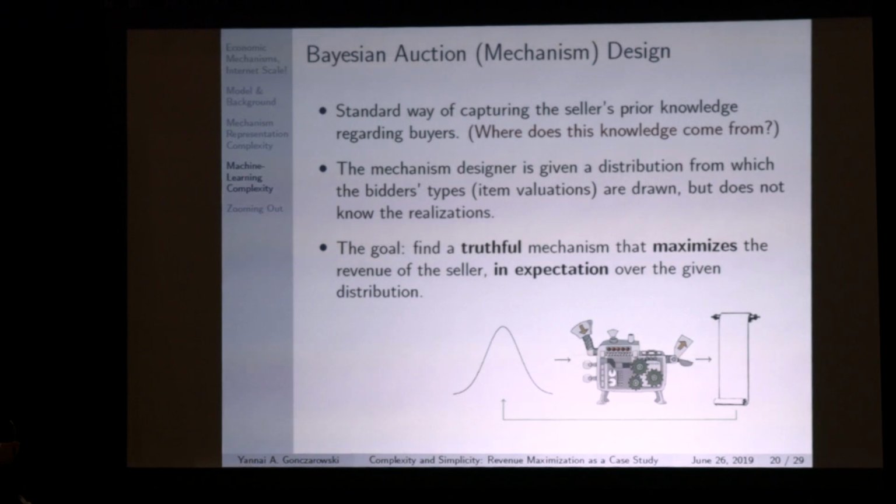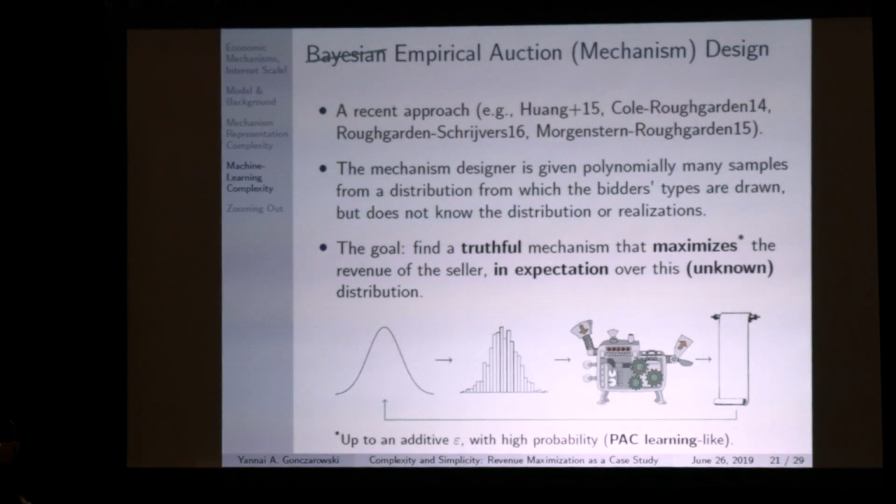So just to contrast and compare, so far we've talked about Bayesian auction design. It's a decades-old paradigm. The mechanism designer is given a distribution from which the bidder valuations are drawn, and the goal is to find a truthful mechanism that maximizes the revenue in expectation over this distribution.